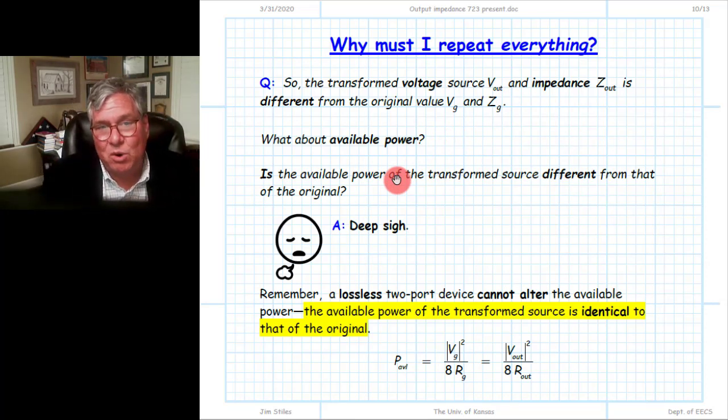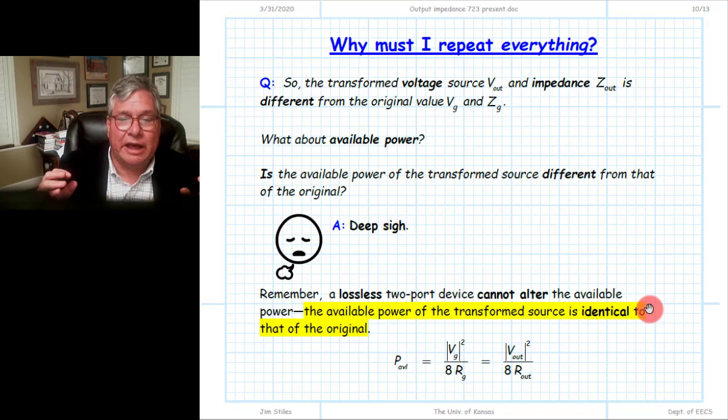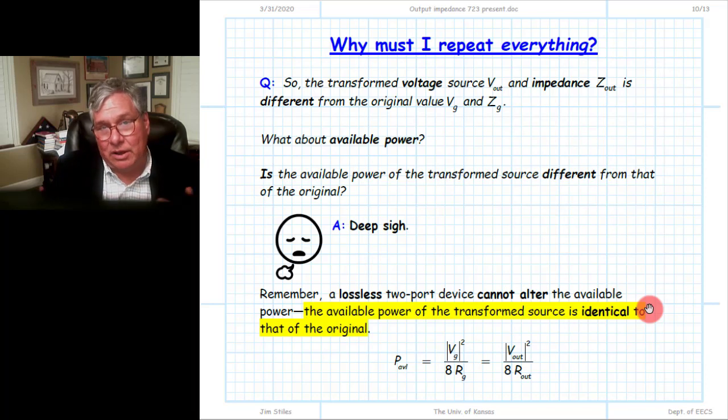This is a question we've asked before, earlier, and we know what the answer is. Because our transmission line is a lossless two-port device, the available power of the transformed source must be equal to the available power of the original source. A lossless two-port device cannot increase the amount of available power in the transformation, only an active circuit can do that. A lossless two-port device cannot decrease the available power. Only a lossy device, one with transimpedance parameters that have a real component, only they can do that.